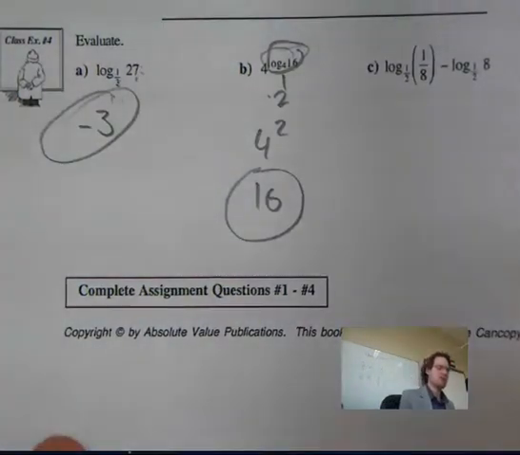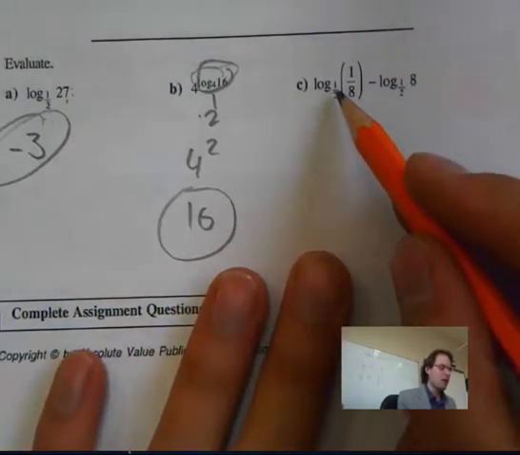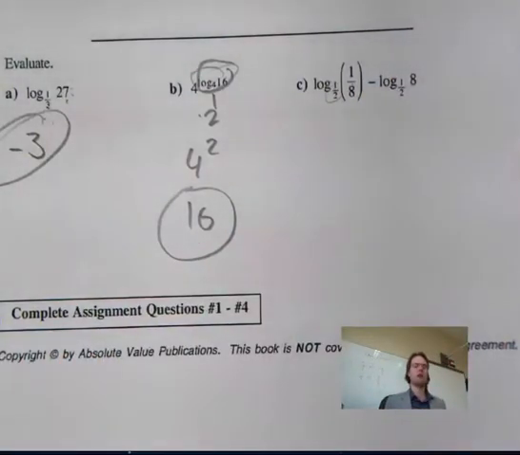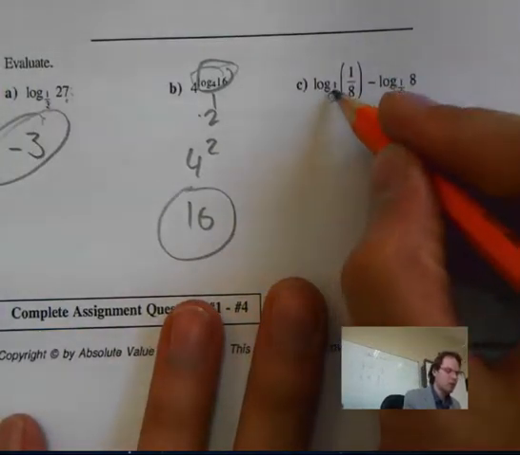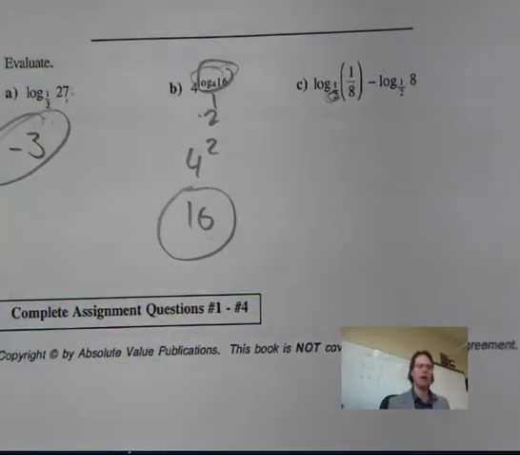Well, let's look at C. We have this subtraction here that makes it look messy, not so nice. It's not really that bad when you look at it. 1/2 to the power of what is equal to 8? Well, let's look at this. It's 1 over 2. 2 to the what is equal to 8? 2 to the 3. So then 1/2 to the 3 should be 1 over 8.